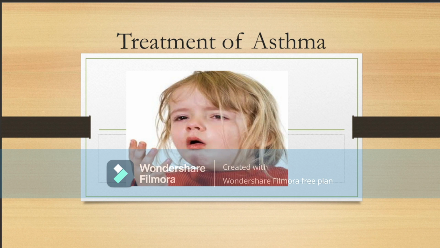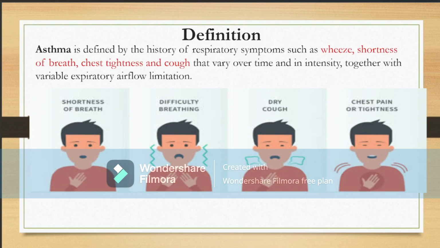Before we go for the treatment of asthma, it is mandatory to know the definition of asthma. Asthma is defined by a history of respiratory symptoms such as wheeze, shortness of breath, chest tightness, and cough that vary with time and in intensity, together with variable expiratory flow limitation.